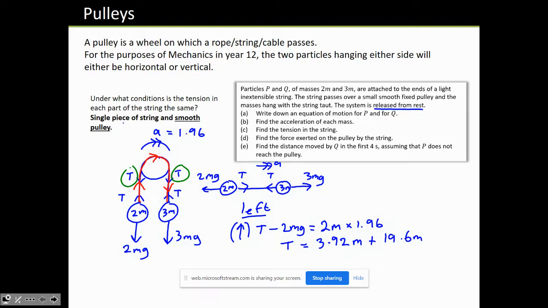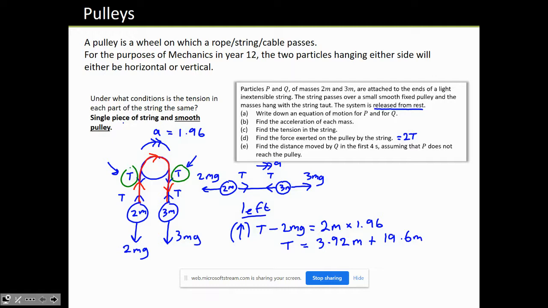Right, so then find the force exerted on the pulley by the string. So this is where we have our tension on the pulley. So the total force exerted on the pulley, as you can see from the diagram, is going to be 2 lots of our tension. Because we have our tension here and we have our tension here, it's going to end up being 2T.